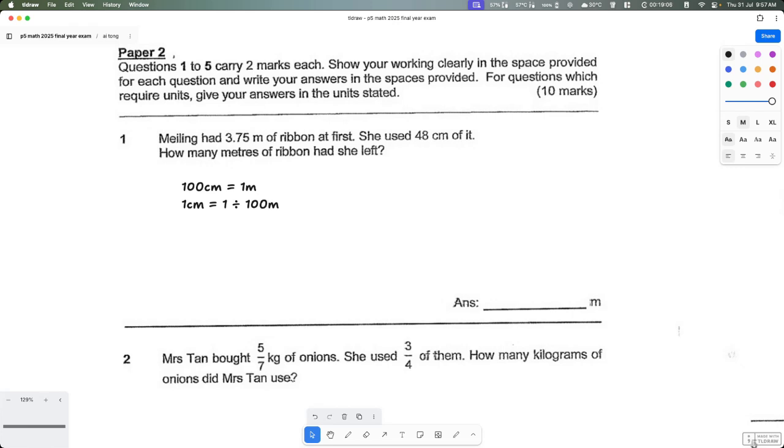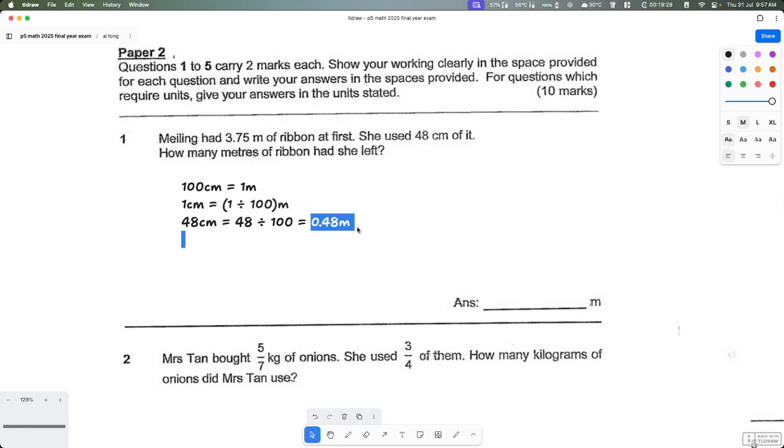Meters, I'm going to put as brackets. Usually I'll just put it like this. Then 48 centimeters is equal to 48 divided by 100 meters. Why am I saying the same thing? And the answer is 0.48 meters in this case.